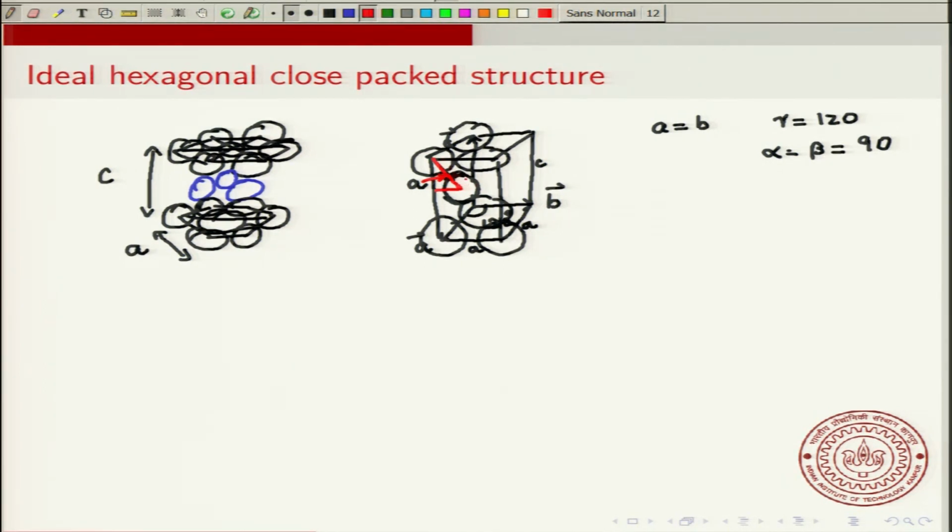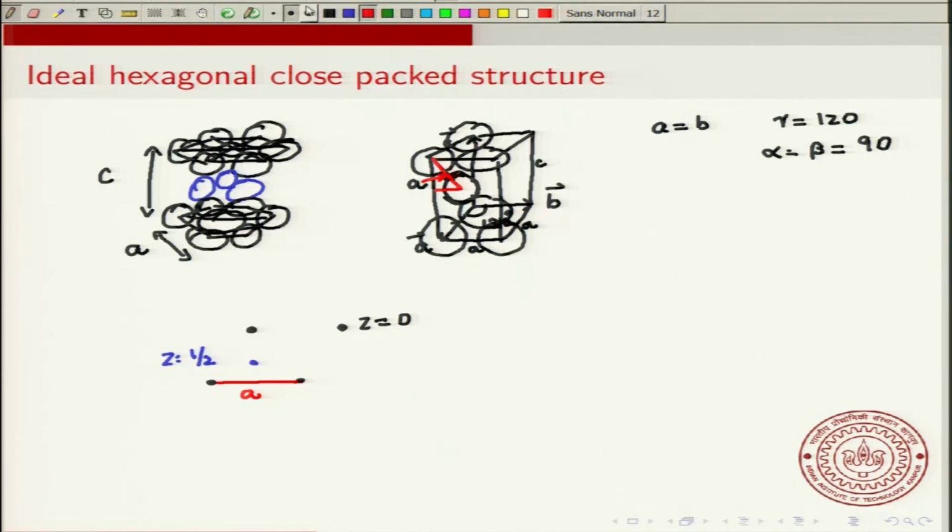Now, let us see the location of this atom. And for this, let me use the planar representation. So, in the planar representation, I have these 4 atoms located here, and then I have this center atom located at height c by 2 along this. These are all at z equal to 0, and this is located at z equal to half. And you know that this distance is a, z equal to half or c by 2.